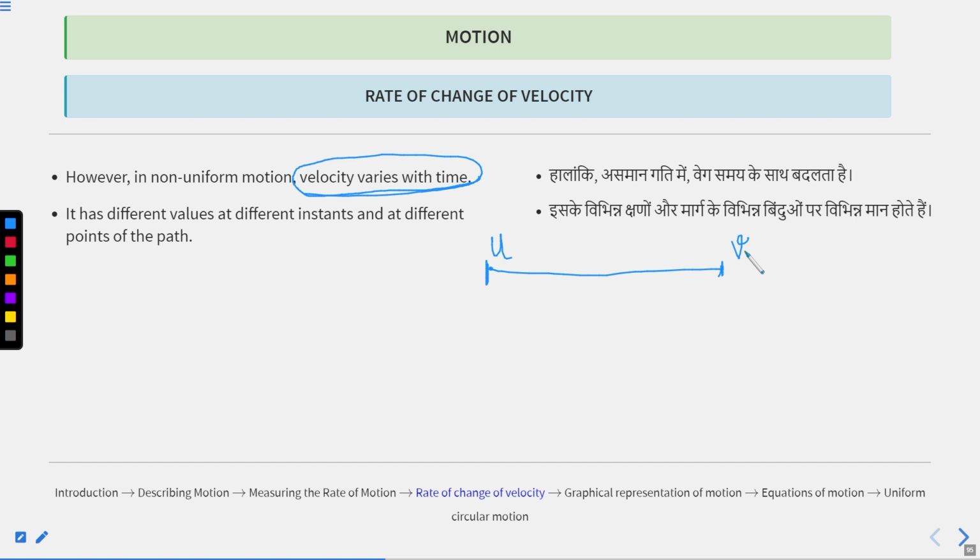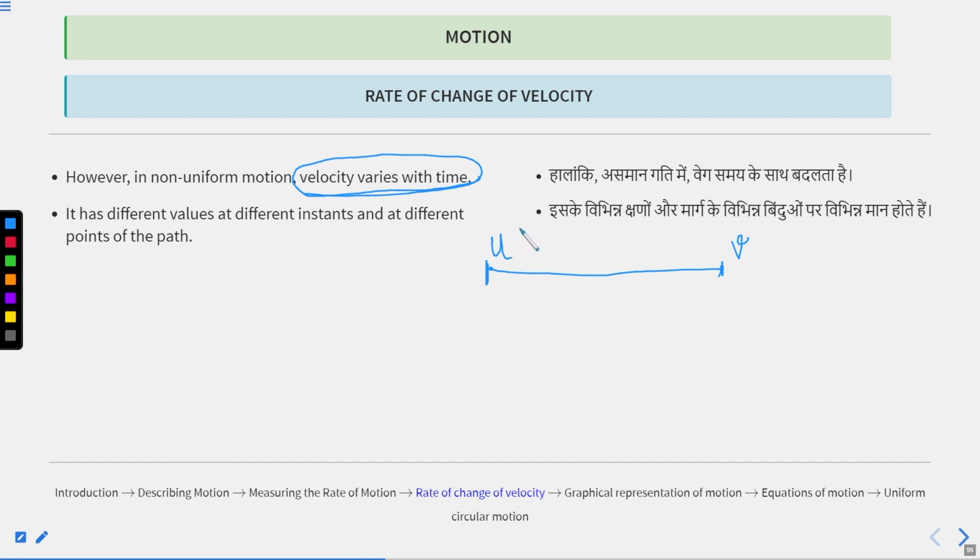In uniform motion, because the object is moving in a straight line and covering equal distance in equal intervals of time, the initial velocity and the final velocity will be the same, or their change is zero. But not in the case of non-uniform velocity. In non-uniform velocity, the change in velocity is not zero. It means that the velocity varies with time.